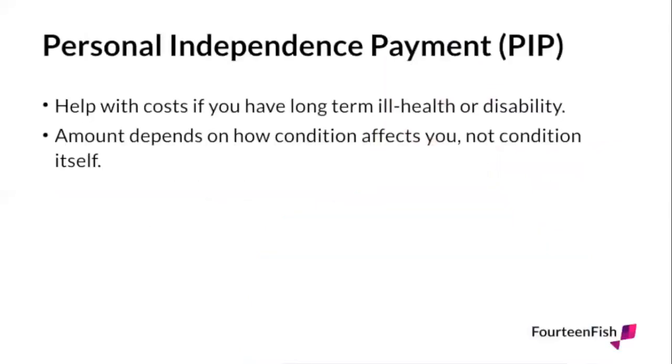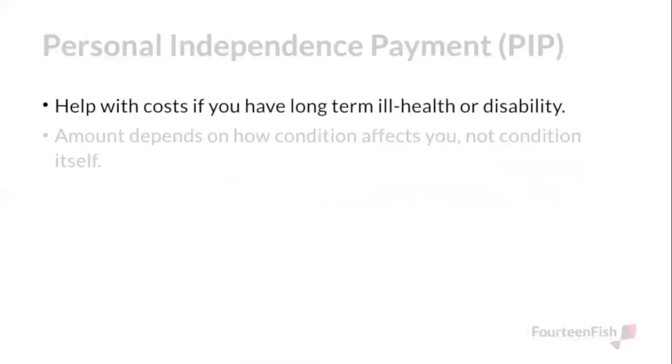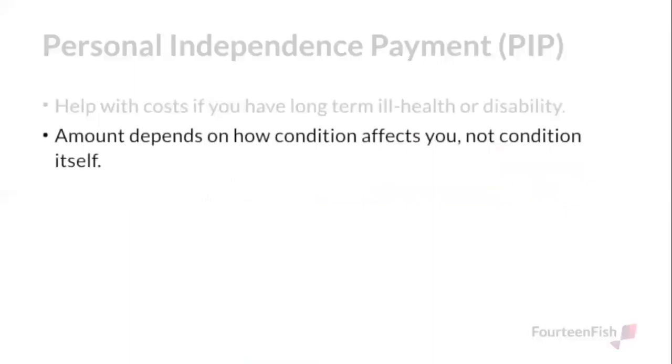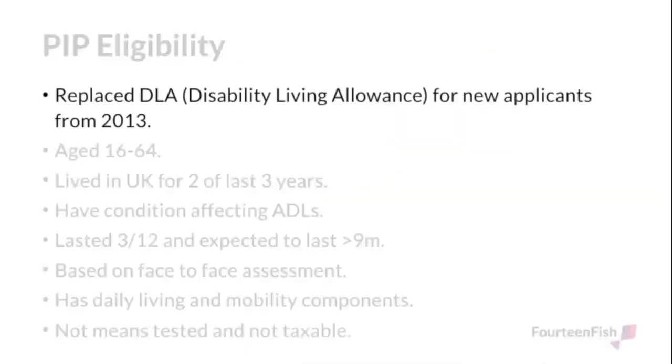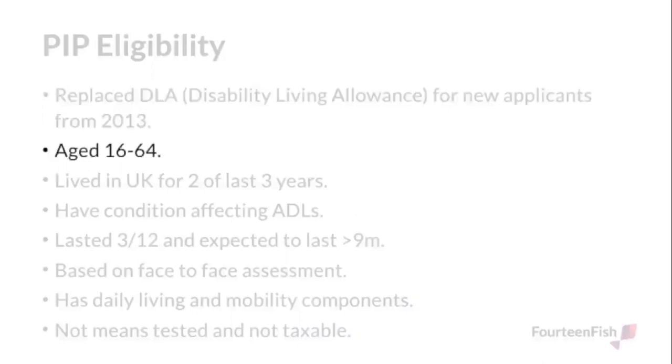Another form of benefits are known as the Personal Independence Payment, or PIP. And PIP effectively helps with costs if you have a long-term ill health or a disability. The amount depends upon how much the condition affects you, not so much the condition itself. In order to be eligible for PIP, which replaced DLA, otherwise known as the Disability Living Allowance, patients must be aged between 16 and 64 years of age.